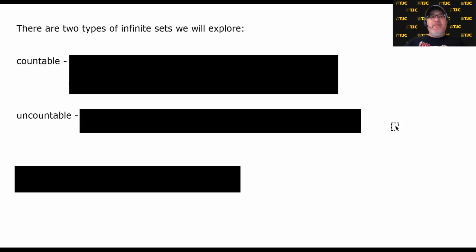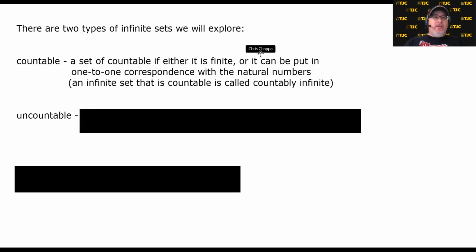All right, there's two types of infinite sets that we're going to explore. As the name implied in the title of the video, they are called countable and uncountable. A set is countable if either it is finite, so we start counting and eventually we stop, or it can be put in one-to-one correspondence with the natural numbers. Now, we've already seen several sets, especially in the previous video, that we put in one-to-one correspondence with the natural numbers. An infinite set that is countable is called countably infinite.